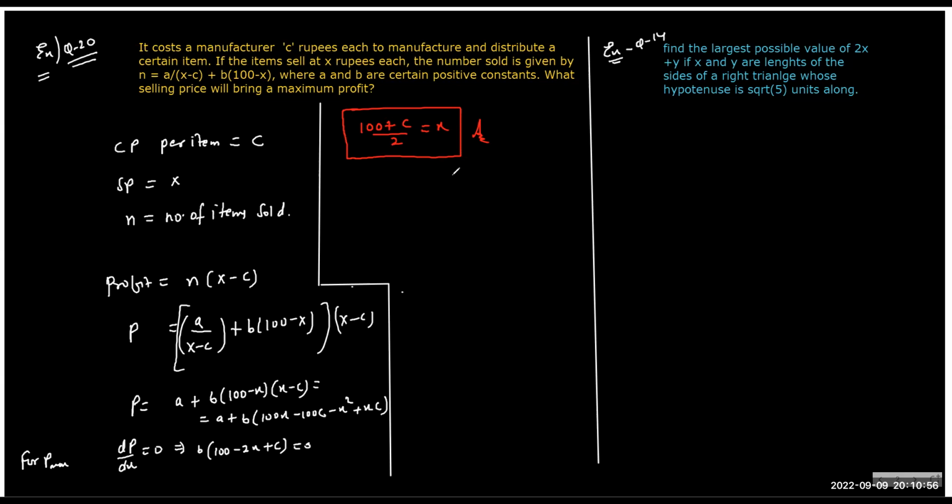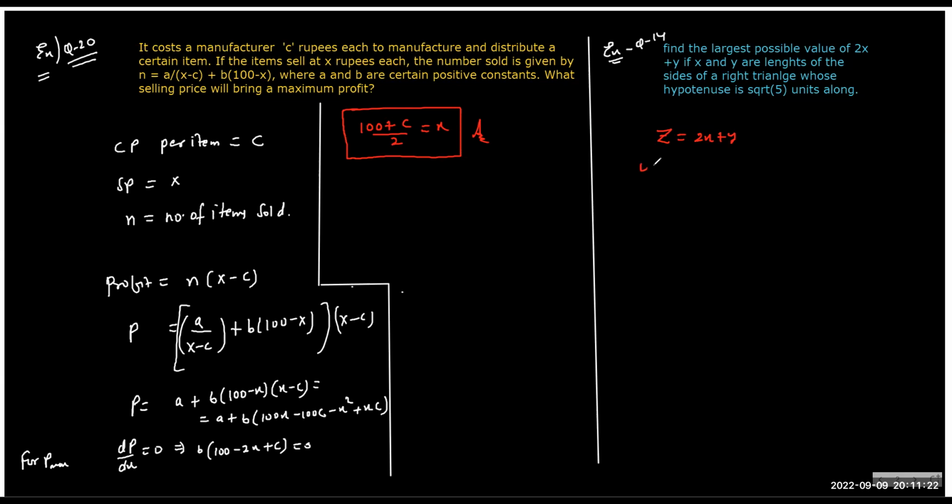Getting the answer as 5. Okay. So 2x plus y, you are getting 5, right? Yes. Let me check. So let's call this z. And what we want to maximize is z only, right?